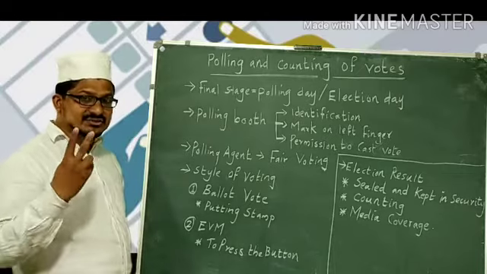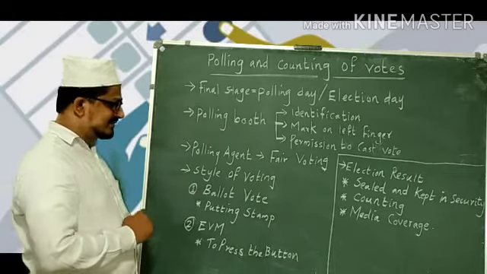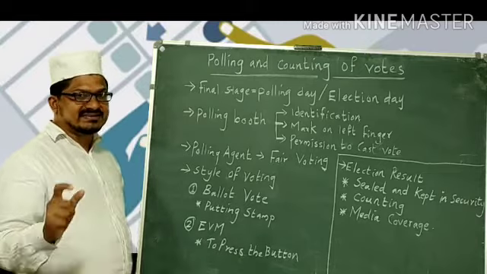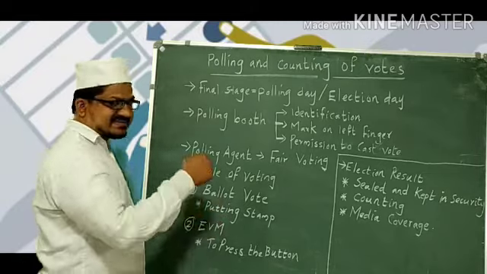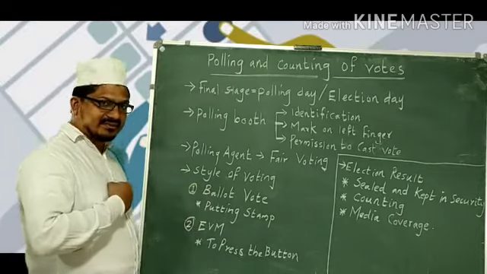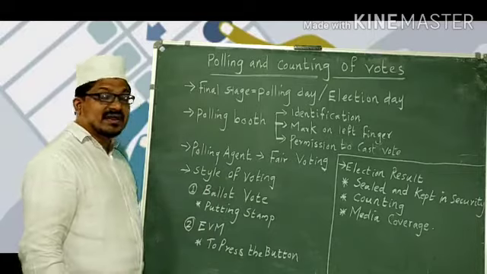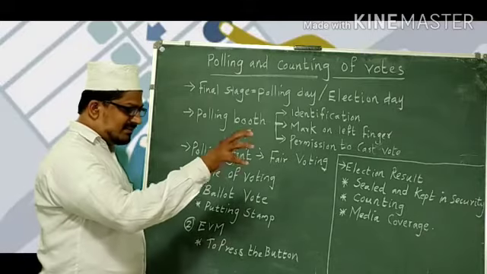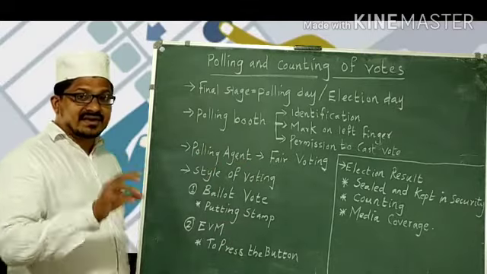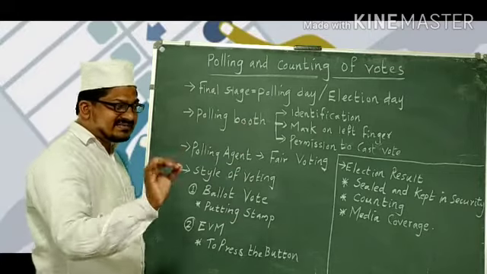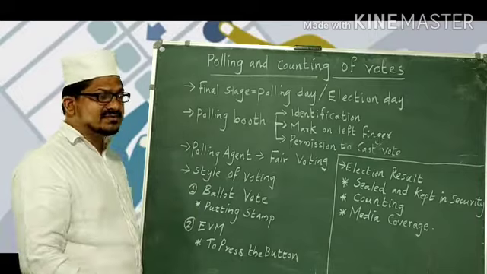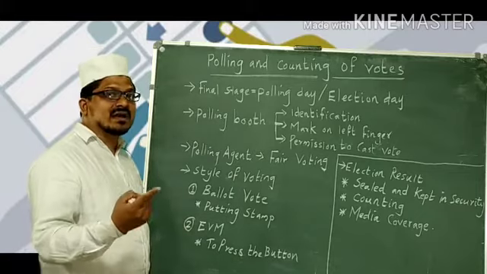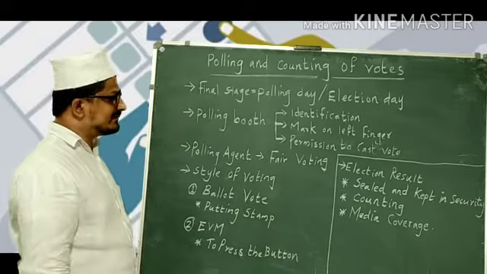Next, style of voting. There are two styles of voting. First one, ballot vote. In the ballot sheet, we can see the name of the candidate, party and symbol. We can put the stamp against the name of our favorite candidate. And in the case of electronic voting machine that we are using today, on the voting machine we can see the name of the candidate, party and symbol, and against each and every candidate we can see a button. If we press the button against our favorite candidate, it will be counted as one vote for our candidate, right?